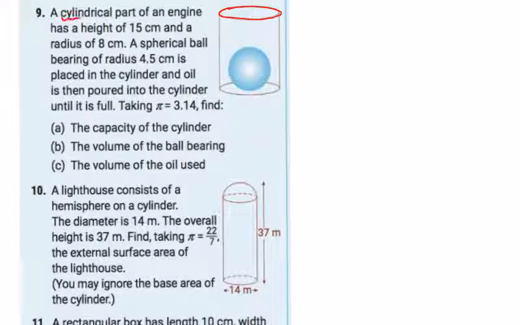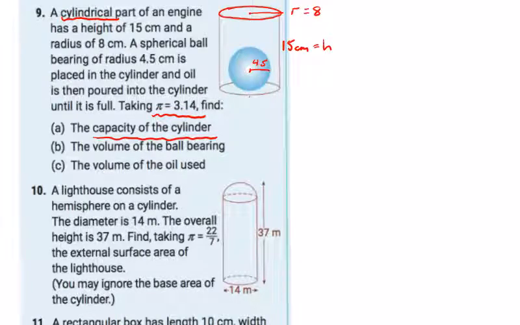So we're told a cylindrical part of an engine has a height of 15 cm and a radius of 8. So my 8 is actually in the middle here. r equals 8, h equals 15. A spherical ball bearing, okay, so here's my ball bearing. Its r is 4.5. It's placed in the cylinder and oil is then poured into the cylinder until the tank is full. Taking pi as 3.14, find the capacity of the cylinder.